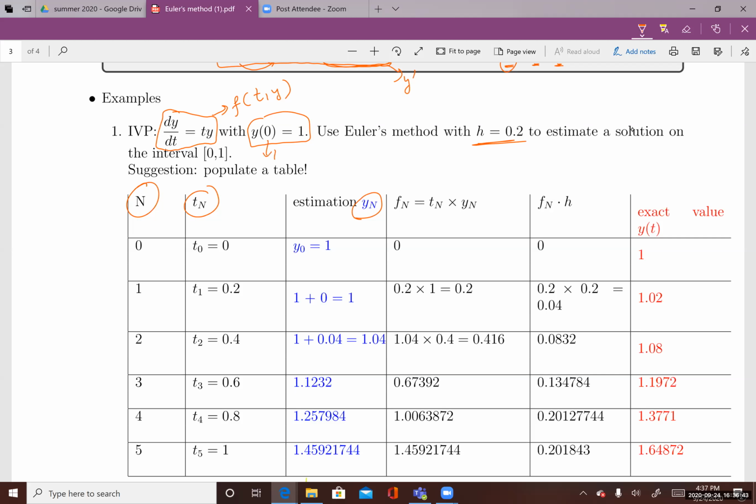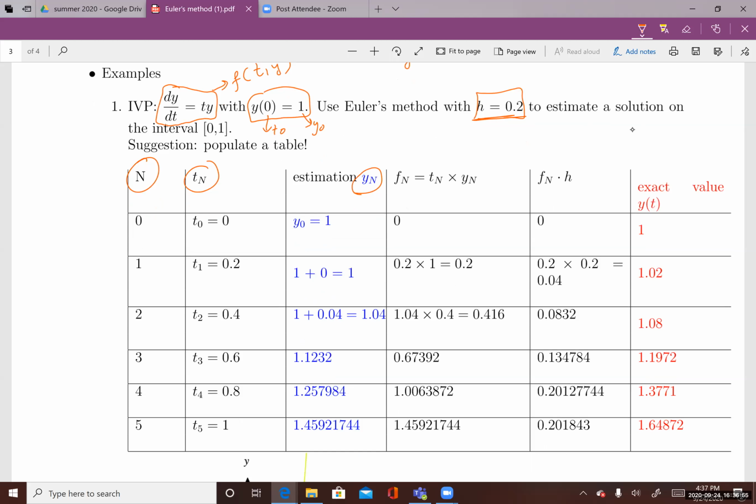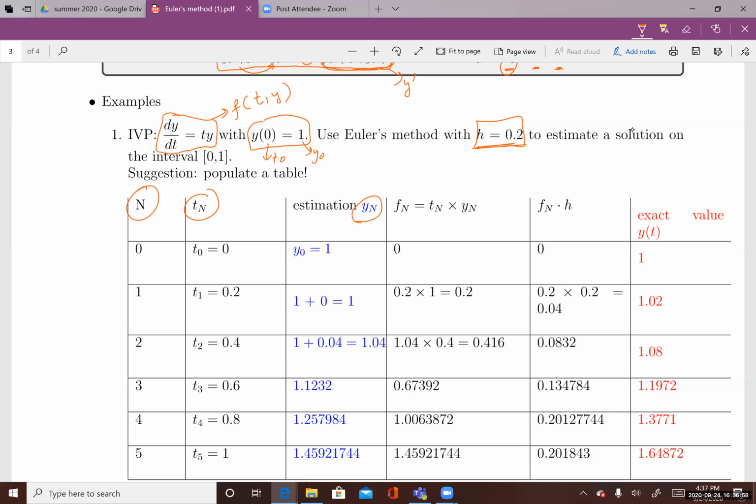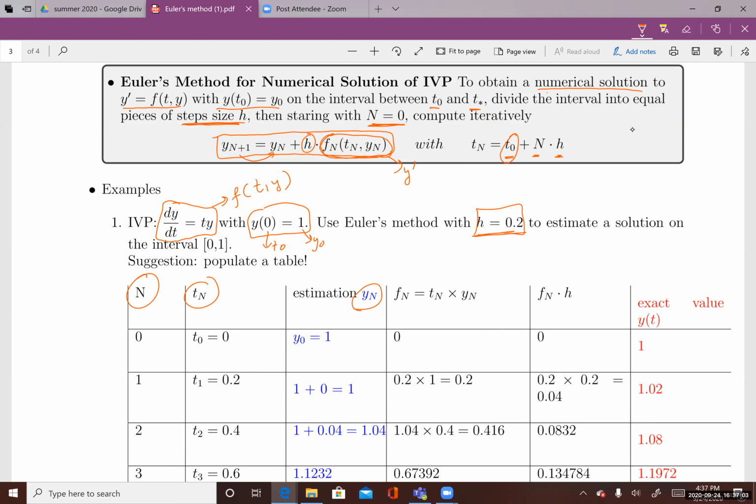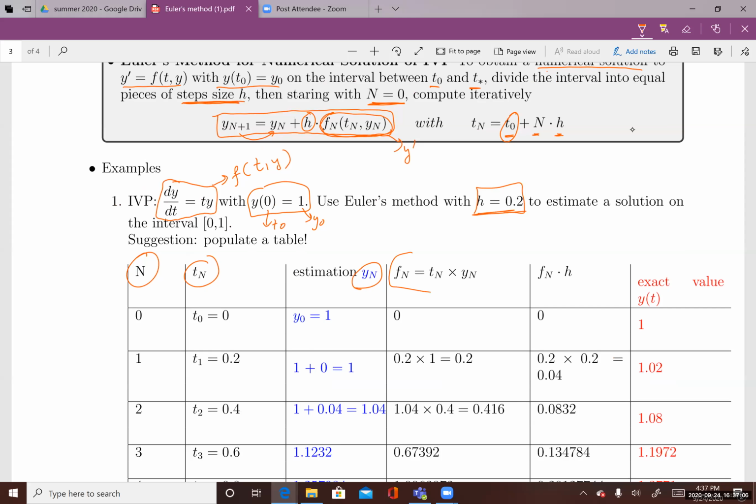That means t0 is 0 and y0 is 1, and h, the step size, is 0.2. So we have all that information, and now we just need to populate the table. To come up with the estimation y sub n, we need to use this formula here. In this table, this is where you find the derivative of the line, and this is the derivative multiplied by the step size. If you add it to y sub n, then you have the value y sub n plus 1.